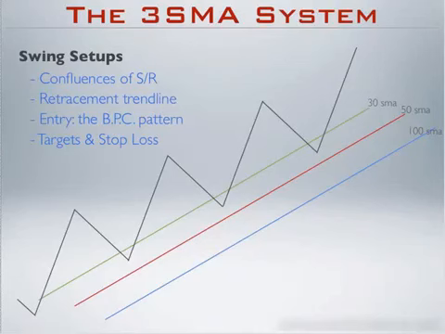In this video we are going to be talking about one of the two specific types of setups that I personally like to try whenever we are looking for 3 SMA trading opportunities. We have a number of concepts to talk about over the following minutes as far as swing setups. We are going to be talking about confluences of support and resistance. We are going to be talking about the retracement trend lines. We are going to be talking about the actual pattern we are going to use in order to enter the market, in order to trigger our trade, which is the breakout pullback continuation price pattern.